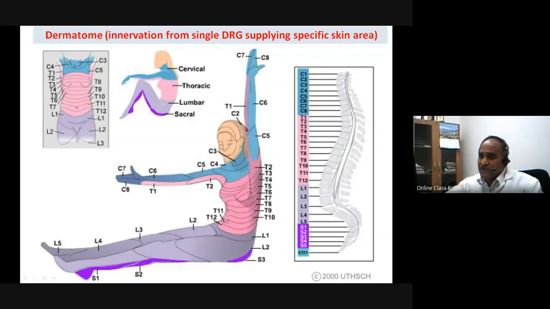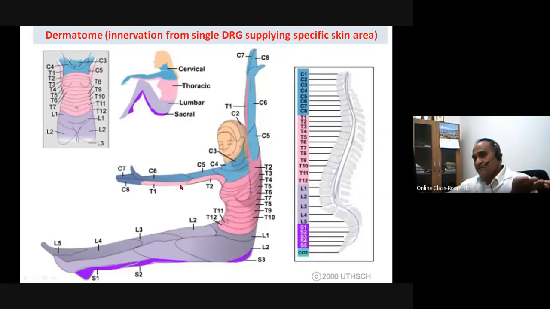So that means this one starts here, the C2 here coming on the head, then C3 in the neck, C4 again in the neck, anterior part, and C5 coming to the biceps area, that is in the hand. Then C6 is the radial side, and C7 is the hand, the radial side. C8 is the ulnar side.